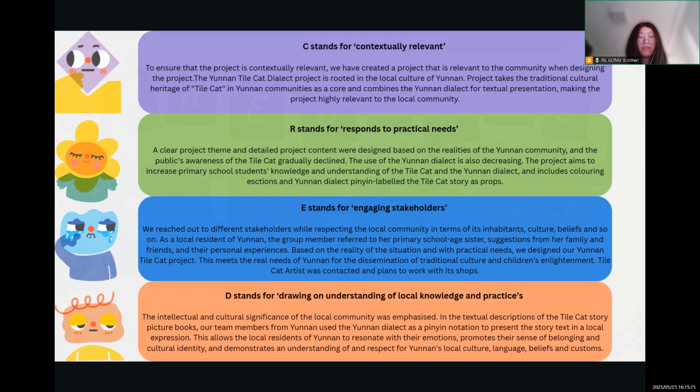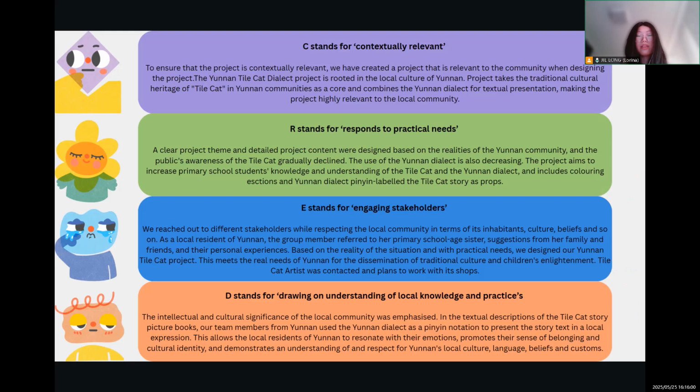Our project takes the traditional cultural heritage of dialect in Yunnan communities as a core and combines the Yunnan dialect for textual presentation, making the project highly relevant to the local community. R stands for response to practical needs. Based on the actual situation of the communities in Yunnan, we have designed a clear project theme and detailed project content. Our project aims to enhance primary school students' understanding and knowledge of the dialect and the Yunnan dialect.